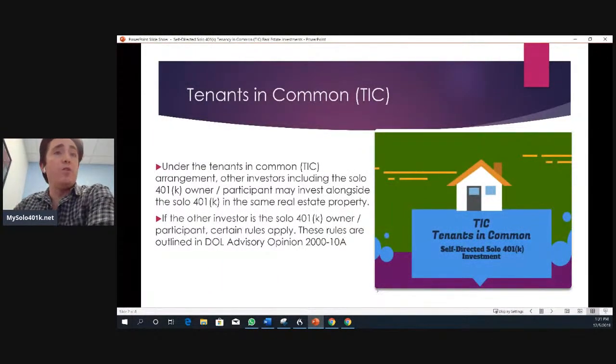Under the tenants in common arrangement, you have multiple owners or investors in a single property. One investor is going to be the solo 401k. Another investor could be you, or it could be an unrelated person. And we're going to go over different scenarios.